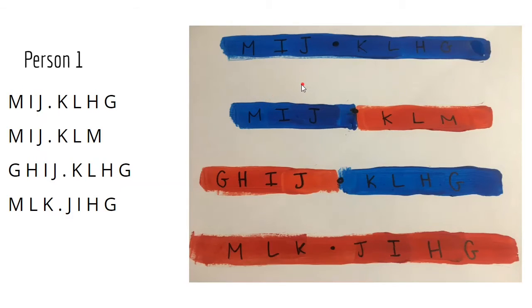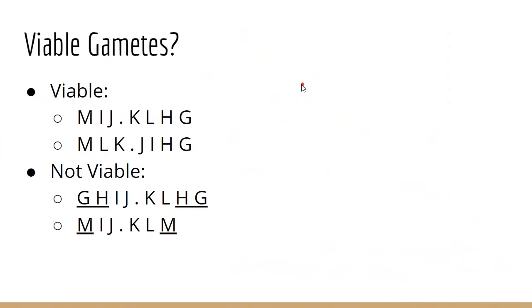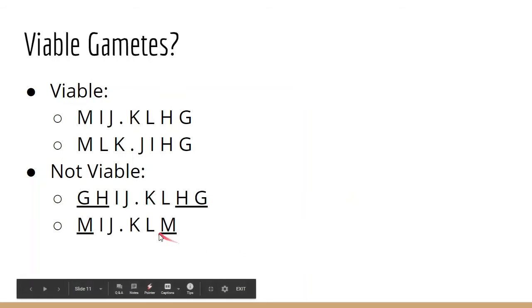So the viable gametes are MIJ.KLHG and MLK.JIHG. However, the non-viable gametes are GHIJ.KLHG and MIJ.KLM, and they're not viable because they have repeating letters.